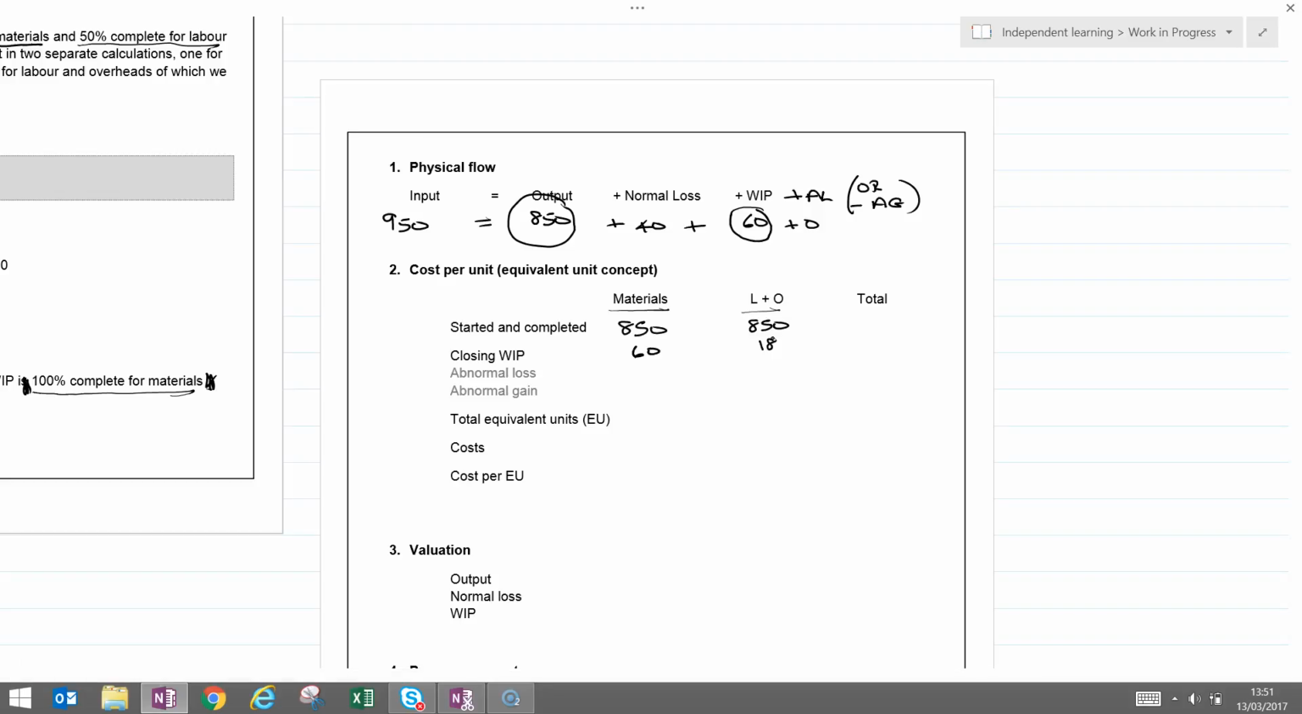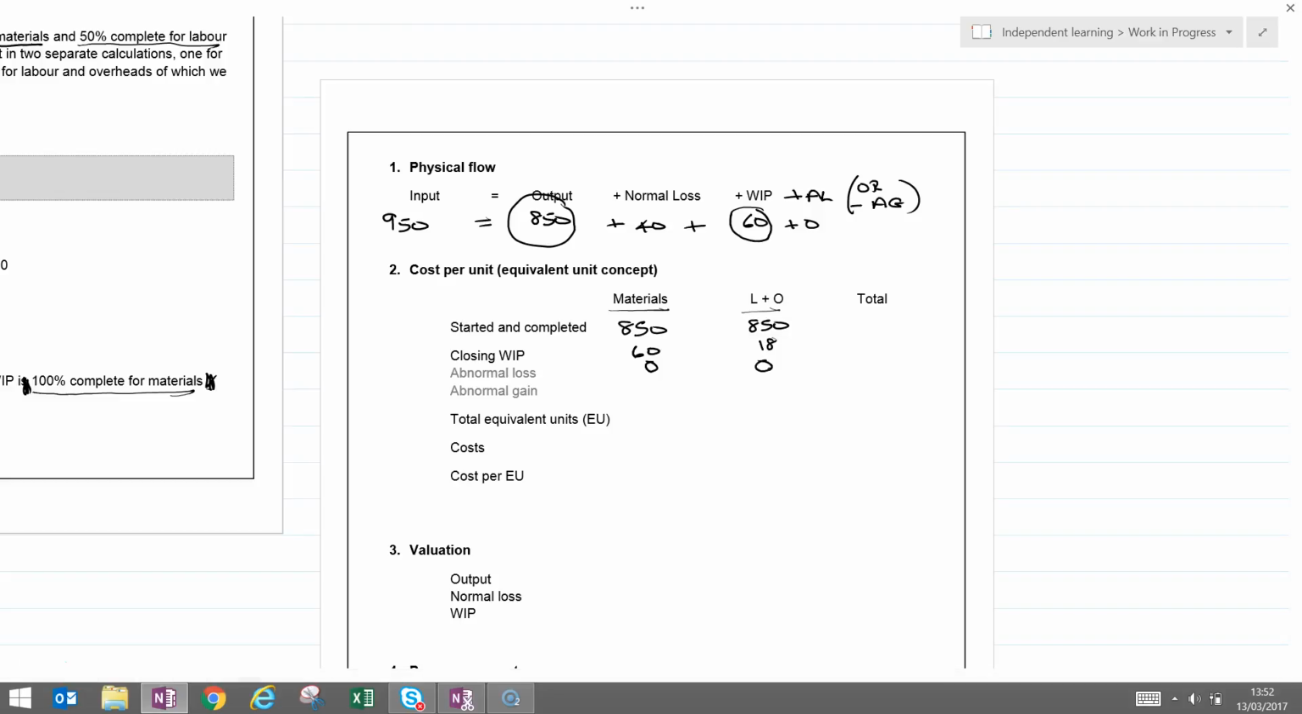Next, we would put in the abnormal loss. Now there is 0 abnormal loss in this example. But if you had an abnormal loss, you would put it in under both columns, and it would be the same figure under both columns. So for example, if we had 10 units of abnormal loss, they are completely lost. So 100% loss for material, so we'd put 10 under the material column, 100% loss for labour, so we'd also put 10 under the labour and overheads column. So your abnormal loss, if there is one, you put the same figure under both material and labour and overheads.